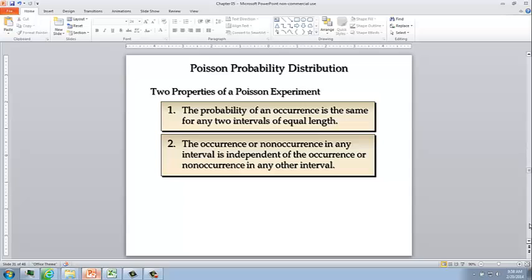Here are the two main properties of the Poisson probability distribution. Please take note of the second. The occurrence or non-occurrence is independent of the other events. And now note the first, that the probability of an occurrence is the same for any two intervals of equal length. So let's have a look at that.